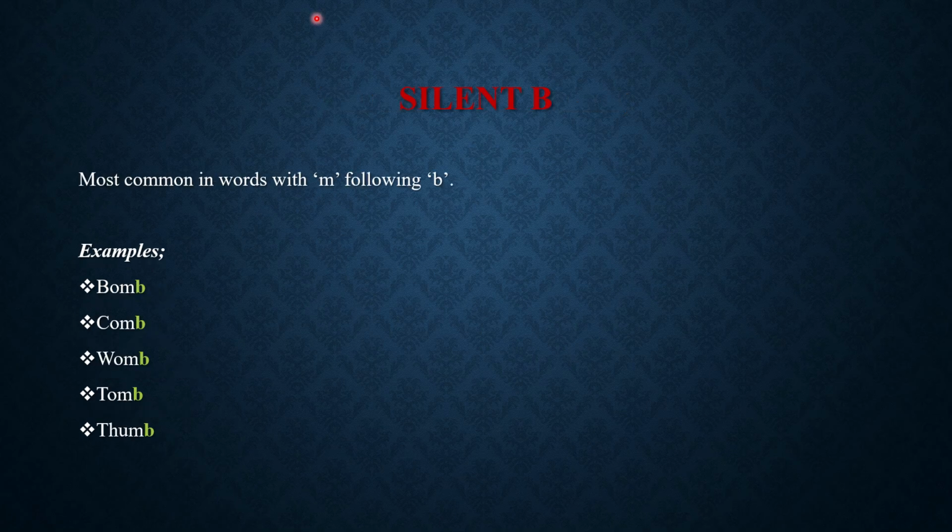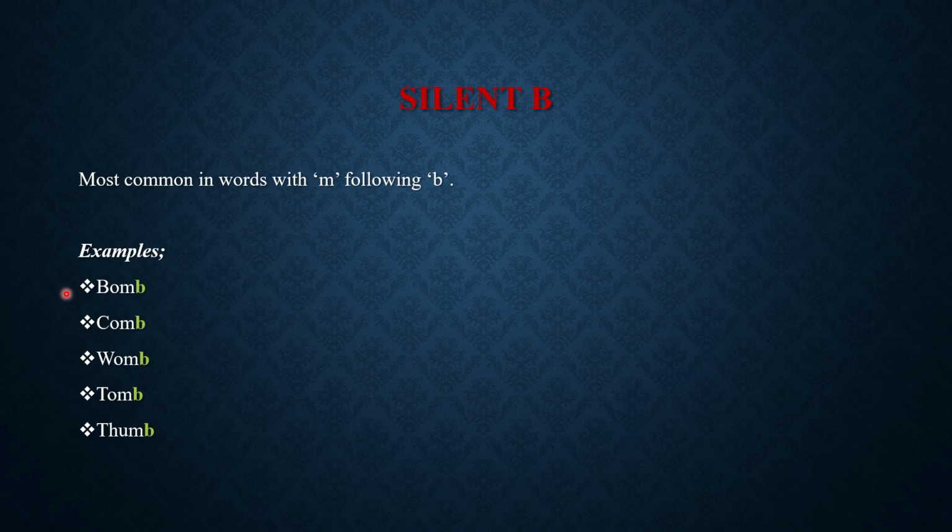Then silent letter B is very common in words that have M followed by B. So the B that is coming after M is not going to be pronounced. In other words, after M, the B that appears in these words is not going to be pronounced. It is going to be a silent letter. You look at these examples. Again, I'm using very common examples that you can easily identify yourself with.